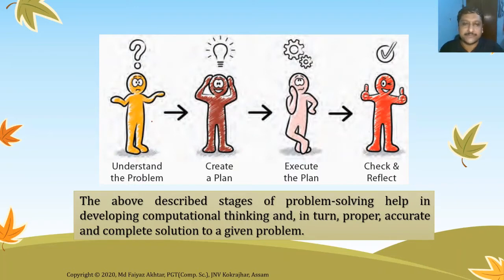What are the 4 steps? First, understand the problem. Create a plan, which means write the algorithm. Execute the plan, which means write the code in a programming language and execute it. And then check it and reflect on it, which means make changes and then check again to find whether the desired output is coming or not.